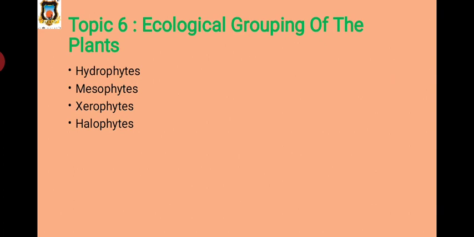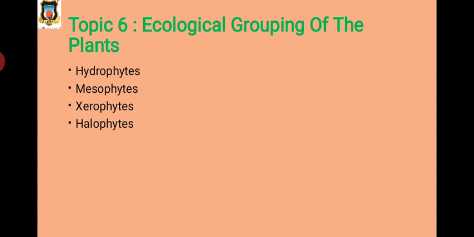Plants and animals usually grow and occur in a group, and the group of plants and animals which grow under the same set of environmental factors is called an ecological group. Means the plant group or the animal group grows under the same set of environmental factors. And there is an interrelationship between organisms and environment.